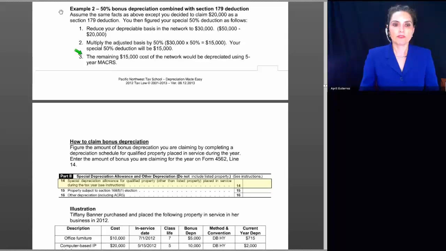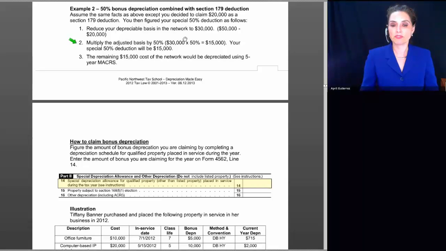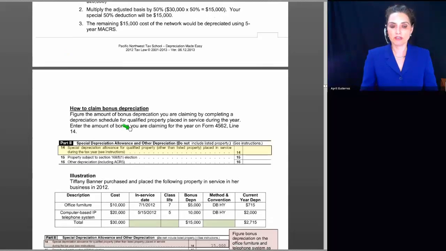Example number 2. The 50% bonus depreciation is combined with the Section 179 deduction. Assume the same facts as above, except that you decided to claim $20,000 as a Section 179 deduction. You then figure your special 50% deduction as follows. Reduce your depreciable basis in the network to $30,000. You take $50,000 minus the $20,000 you're claiming under Section 179, and then multiply the difference, which is $30,000, by 50%, and that gives you your special bonus depreciation deduction of $15,000. Then the remaining $15,000 cost of the network would be depreciated using 5-year MACRS.